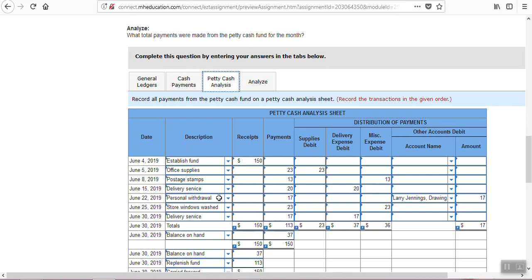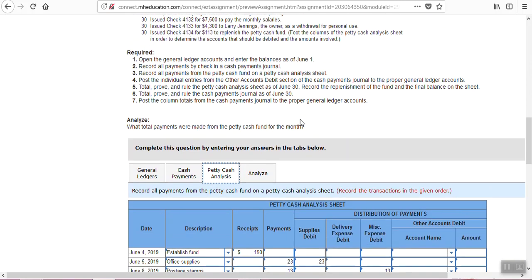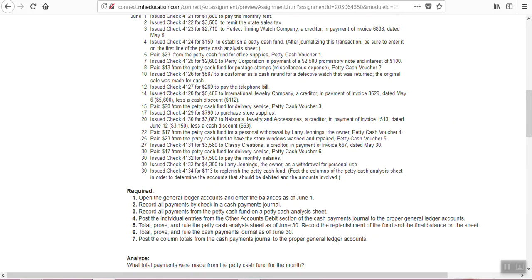On the 8th, it says paid $13 from petty cash fund for postage stamps, and they want you to put that under miscellaneous expense. So here's our postage stamps. Here's the total payment of $13, and then it said to put it under miscellaneous expense. So there's that. So that's how you're going to do each one of these. We've got a delivery expense. The only one that's different is this personal withdrawal. And that was on the 22nd. It says paid $17 from the petty cash fund for a personal withdrawal by Larry Jennings, who is the owner.